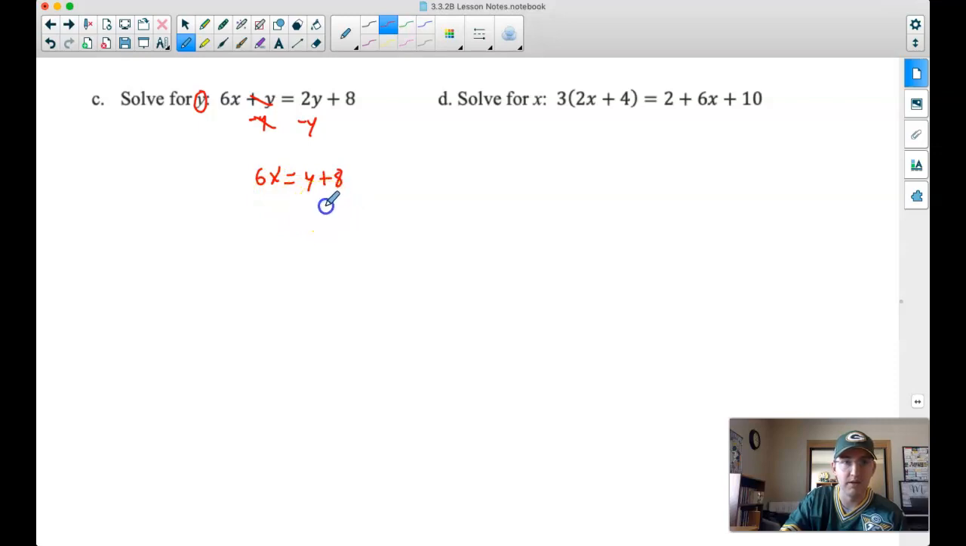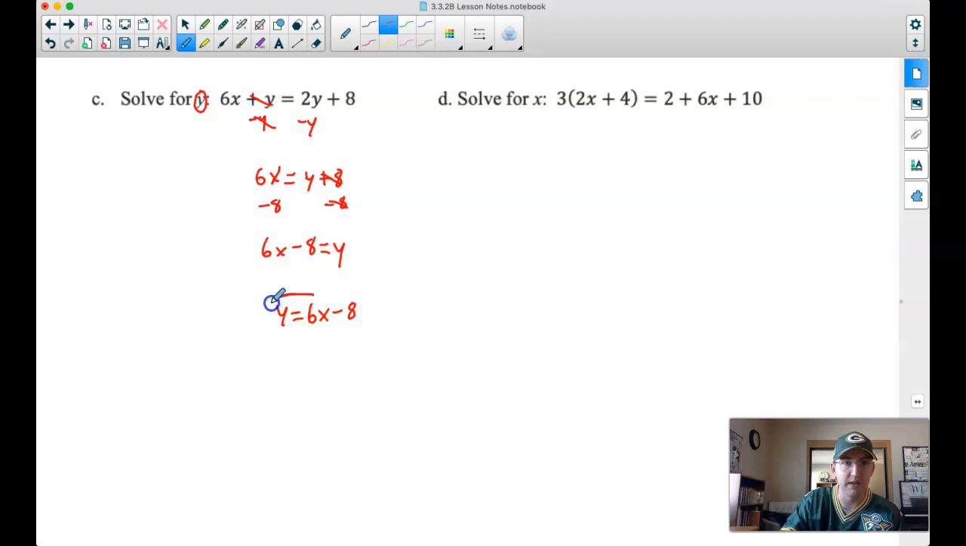So if we subtract 8 from both sides, those cancel on the right, and we are left with 6x minus 8 is equal to y. So if we just rearrange this, let's take this y and move it over here to the left-hand side. If we say y is equal to 6x minus 8, it means exactly the same thing.